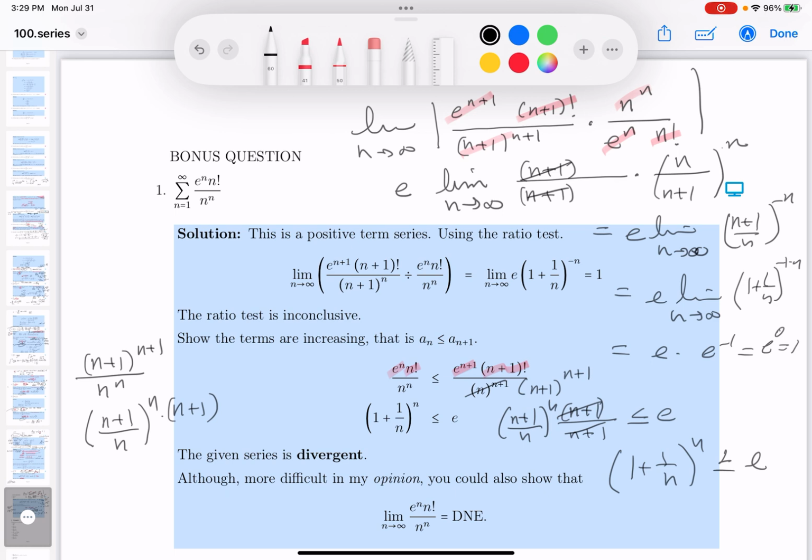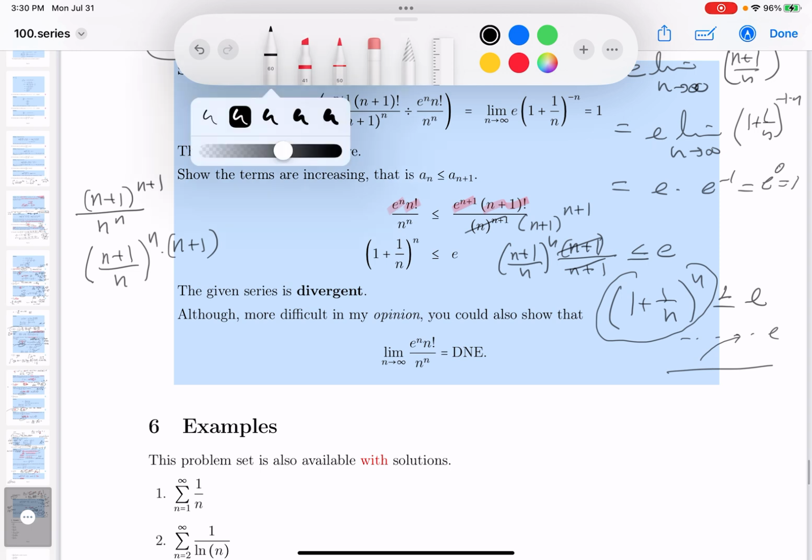And why is that? This over here, as n goes to infinity, is going to come from the bottom of e. So e is going to be up here somewhere, and this function over here is going to look, again, I'm not saying it's a great picture, but it's going to come from the bottom. It's always going to be less than or equal to e. So what have I shown? I've shown that the terms are increasing. They're increasing towards the number e. All right. So what do I know about this series over here? It diverges. I've got another opinion over here, and this is my opinion, it may not be yours or anyone else's who's doing these problems. You could also show that this limit doesn't exist. All right. Thank you.